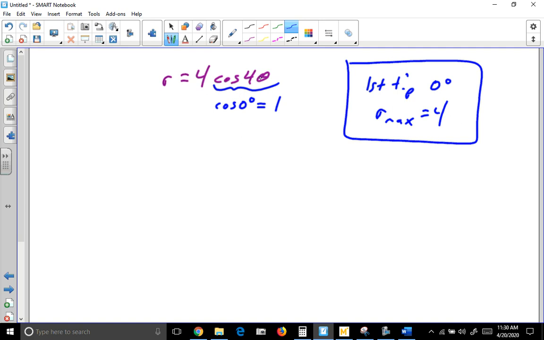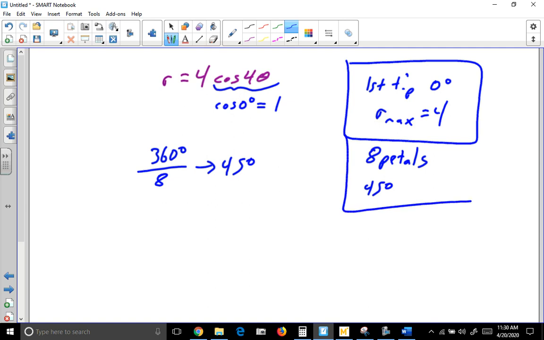Since the coefficient of theta is even, then we have twice that number of petals, so 8 petals. If we have 8 petals and they're evenly spaced, if we divide 360 by 8, then that's 45 degrees between petals. So we know where the first petal starts. We know what the radius is there. We know the angle between petals. So we can make a pretty good sketch of this rose.